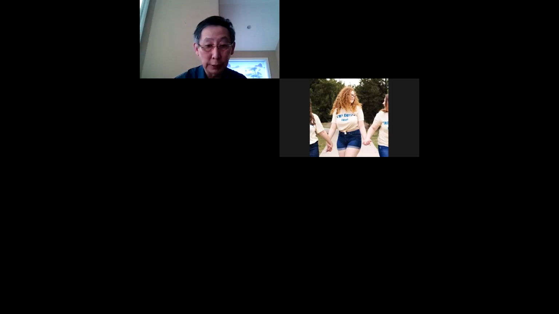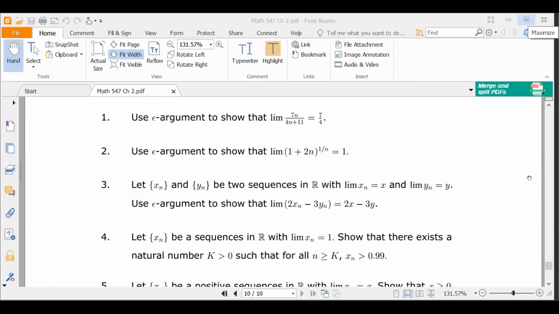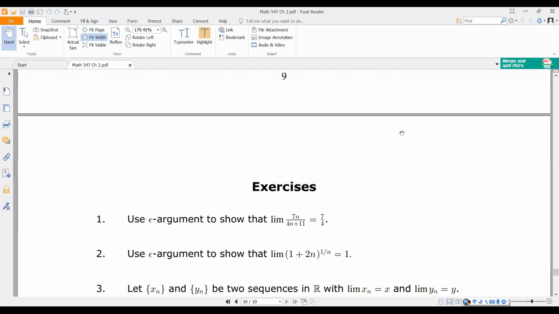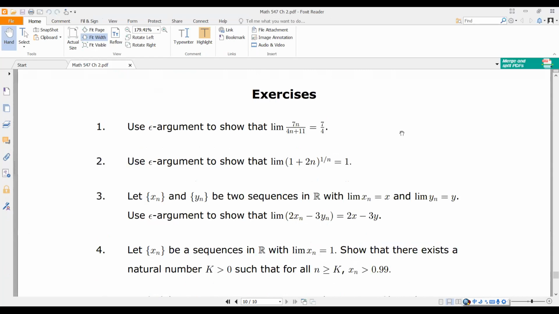So let's look at the lecture notes. If you look at the lecture notes, at the end of the lecture note there are exercises. I would like to assign number 1 and number 2. Number 1 is very simple. It's like a numerical example, just like example 1. And number 2 is also simple, but slightly different. It is related to the last example we just talked about.